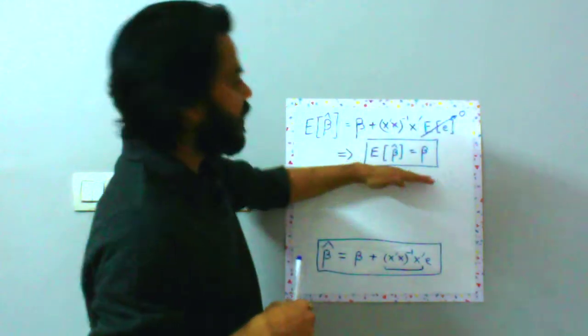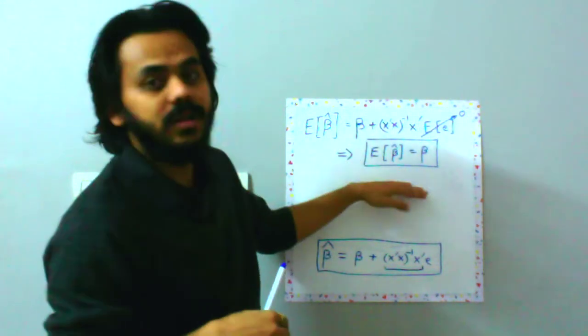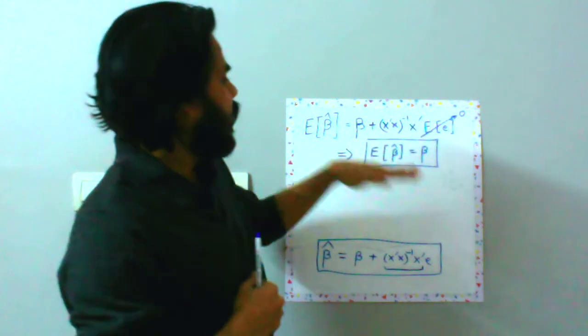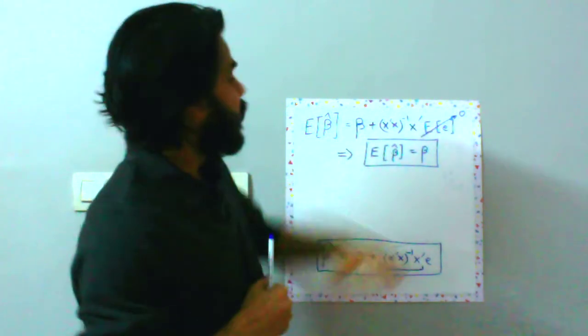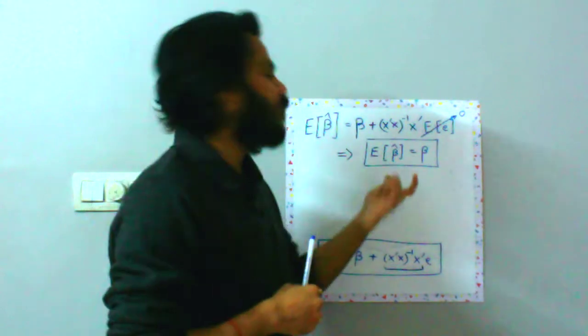So this is the first stage. We found out the expectation of our beta hat vector. So let's now move on to the variance of beta hat.